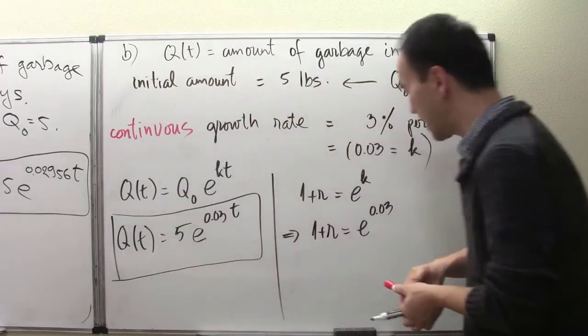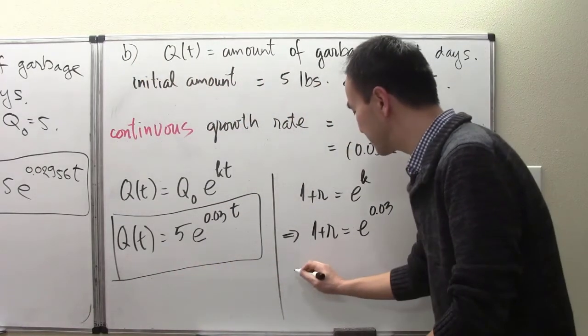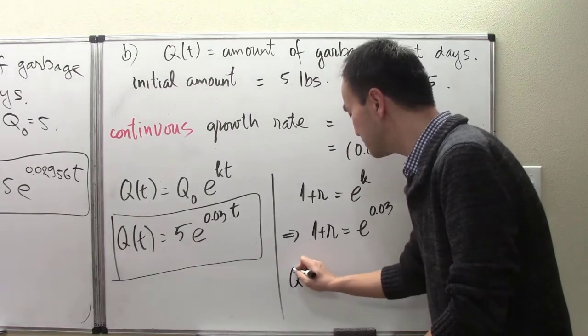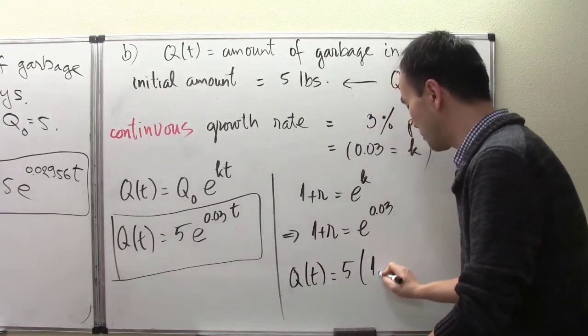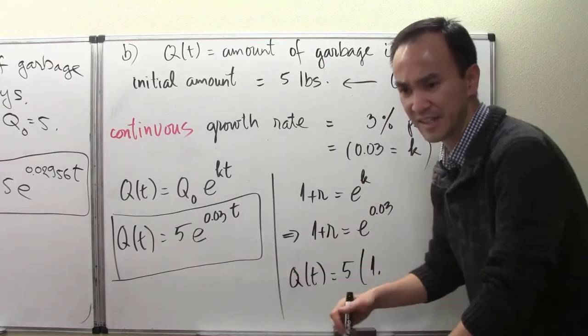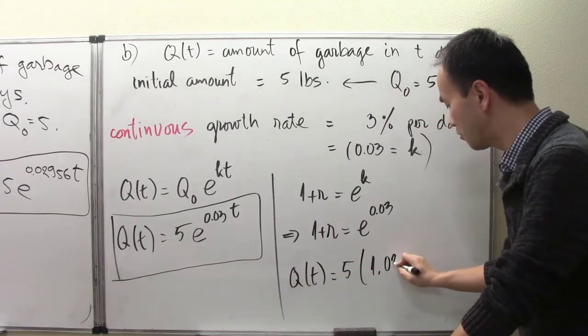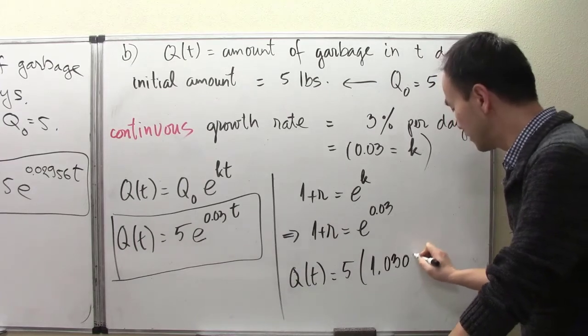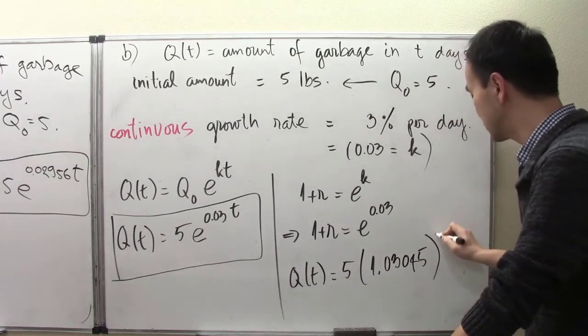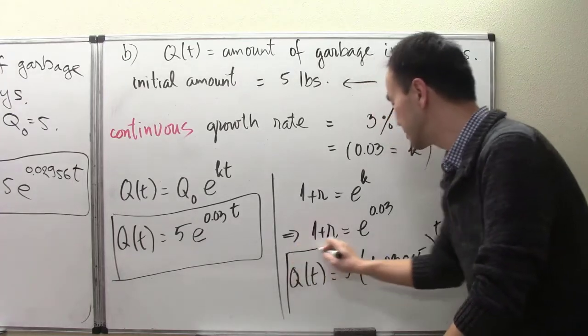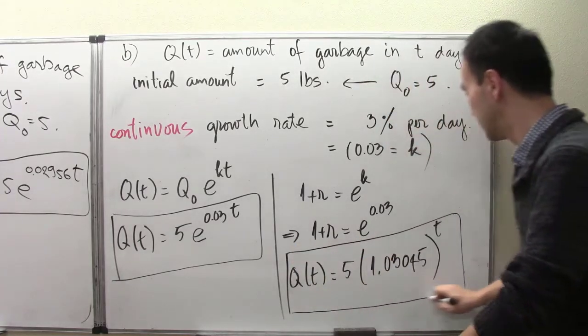So I'm now ready to finalize my function. For the periodic growth model, I'm looking at Q of t equals 5 times 1.03045, and let's go with 5 decimal places, to the t. And this is the periodic growth model right here.